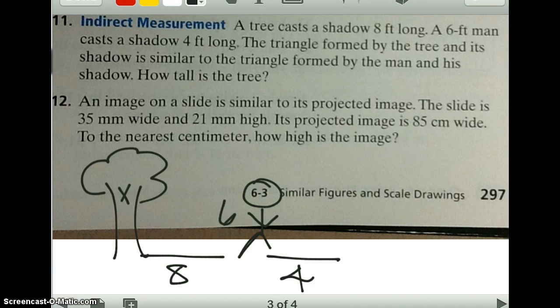Do you see right now that really I've already got a proportion set up? So the tree is X tall. The man is 6 tall. The tree has an 8-foot shadow. The man has a 4-foot shadow. You should be able to look at that and see there's something interesting and nice going on there between the 8 and the 4. Or you could cross multiply. Either way, once you have it set up, I think you could do that. So pause if you need to, or go through it.